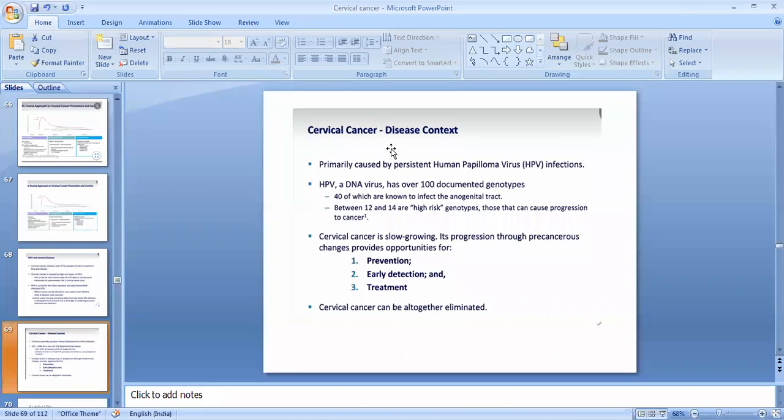Now cervical cancer is actually primarily caused by HPV, we have talked about. Now what is HPV? HPV is a DNA virus and has over 100 documented genotypes. So I talked about this. There is a lot of variation in HPV genotypes, and there are 100 documented genotypes. And out of this, 40 are known to infect the anogenital tract, and between 12 and 14 are high risk genotypes, those that can cause progression to cancer. Now, cervical cancer is slow growing. Its progression through precancerous changes provides opportunities for prevention, early detection, and treatment. This is very important. And cervical cancer can be altogether eliminated.